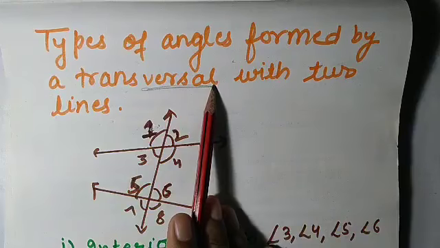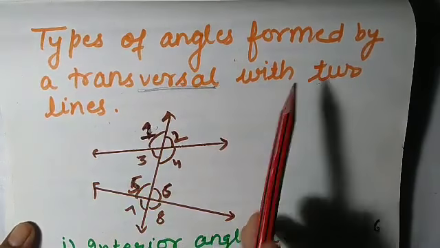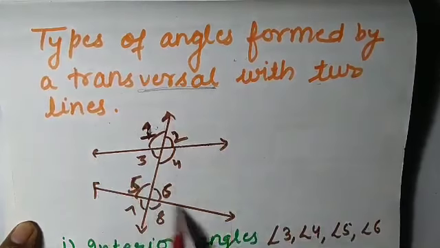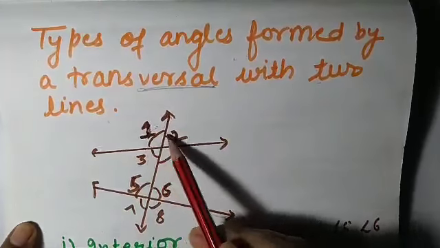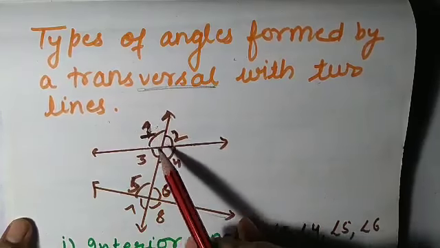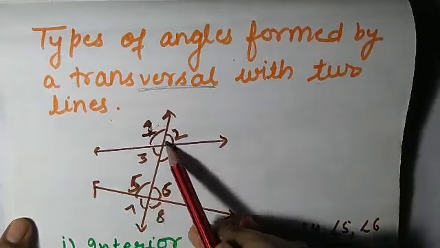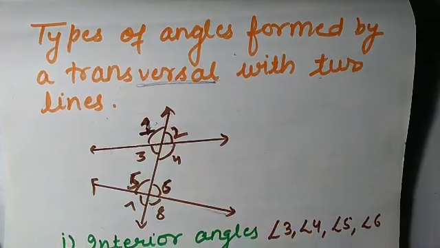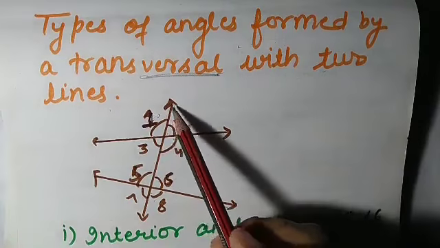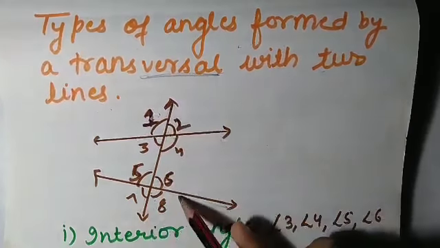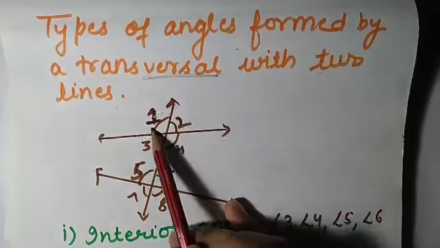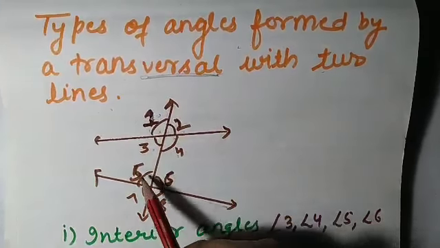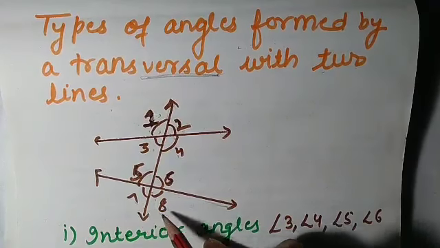It means a transversal is a line with two lines. If a transversal intersects two lines, then the angles formed by the transversal on these two lines, or you can say on these two different points, we will learn about those angles. Okay, so if a transversal intersects two lines, there will be a formation of 8 angles. This is angle 1, 2, 3, 4, 5, 6, 7, 8.